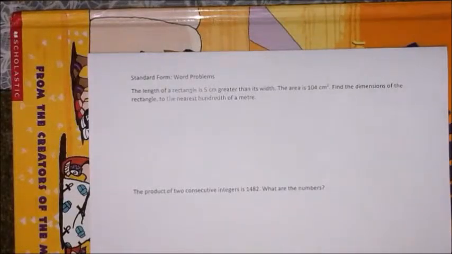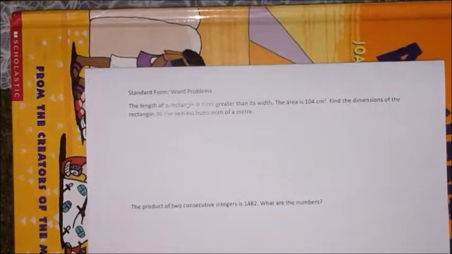The type of word problem I have here is a standard form type word problem. I'm going to show you how to solve this type of word problem, and the scenario in this case is that the length of a rectangle is 5 centimeters greater than its width. The area is 104 centimeters squared. Find the dimensions of the rectangle to the nearest hundredth of a meter.